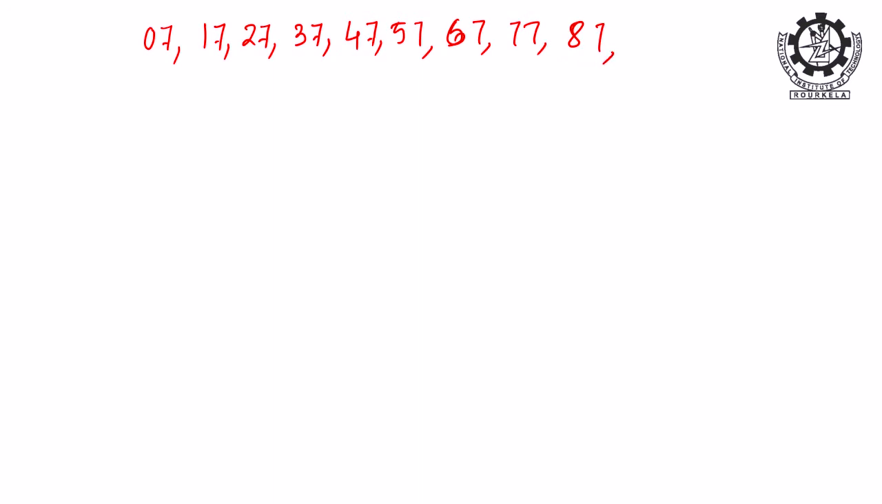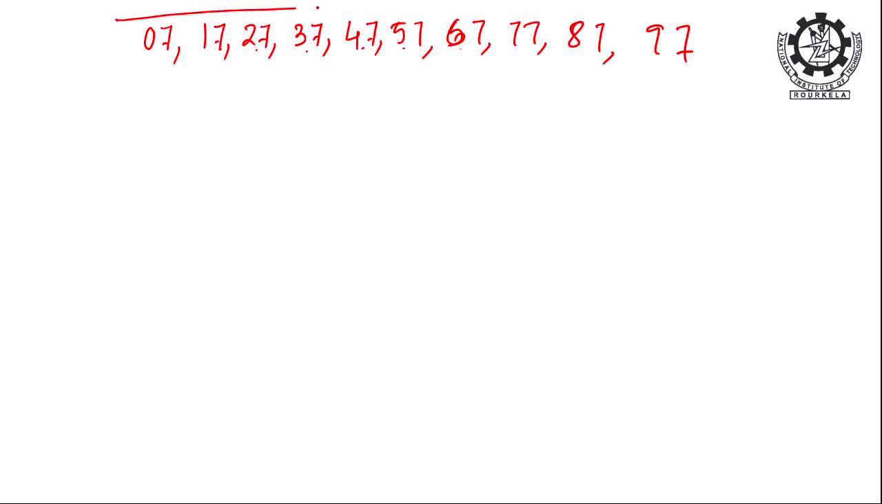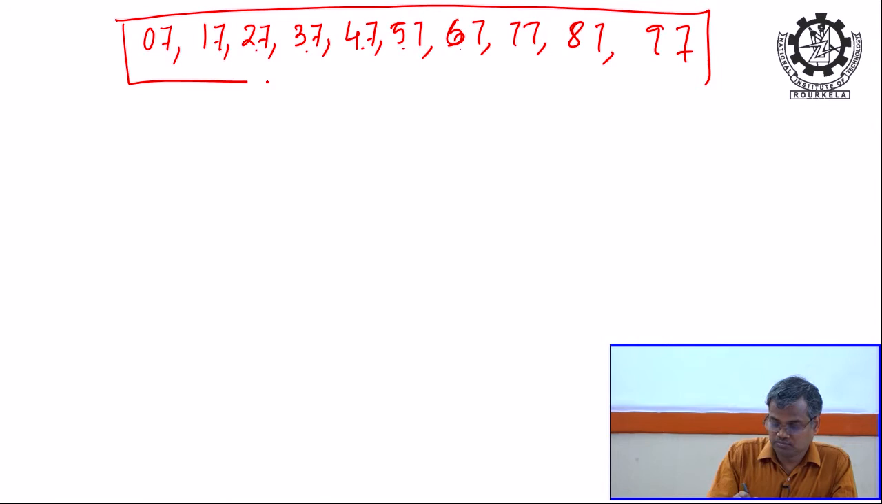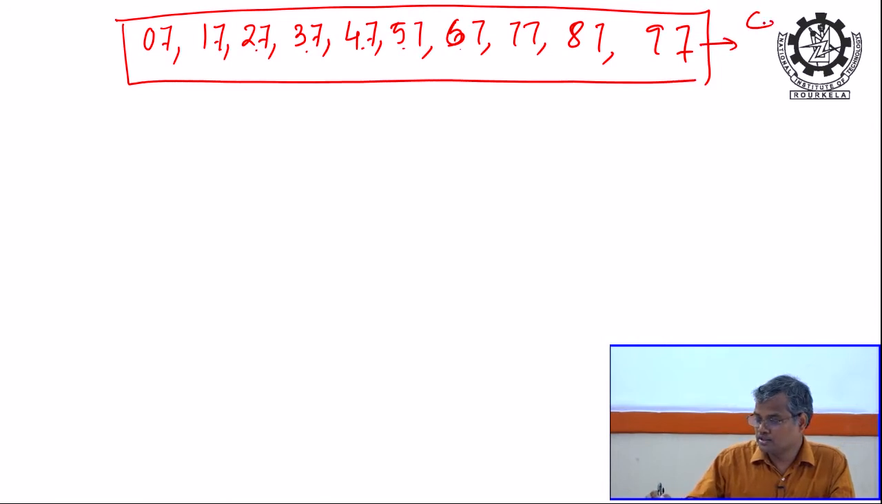So, maybe I can summarize here. Let us say block number 7, block number 17, block number 27, block number 37, block number 47, 57, block number 67, 77, 87, and then 97. All these 10 blocks will be mapped to cache line 7.